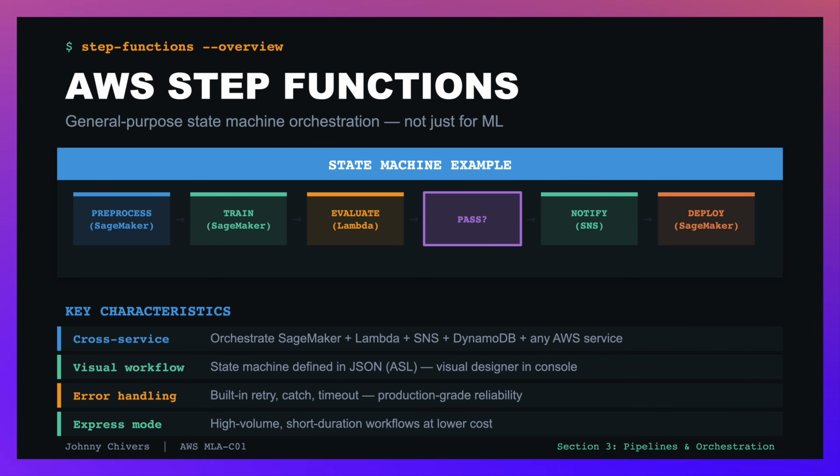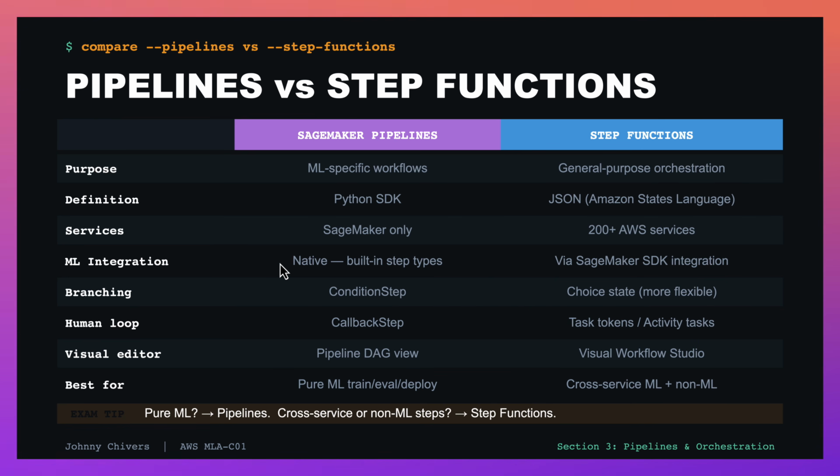Outside of SageMaker Pipelines, it is important to know Step Functions. This is a more general purpose state machine orchestration service. You can use it to orchestrate SageMaker jobs, Lambda processing functions, SNS notifications, those sorts of things. So it is a state machine that lets you evaluate and pass jobs and Lambda functions and tie everything together. It's cross-service, and when you see that in the exam, it's important to know, and it can handle errors as well. So there are the two main ones that come up on the exam.